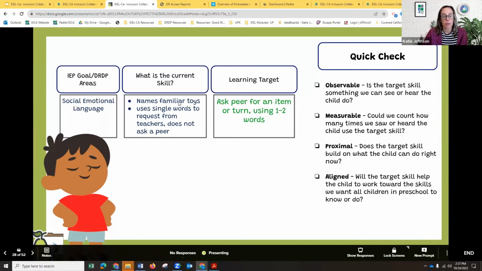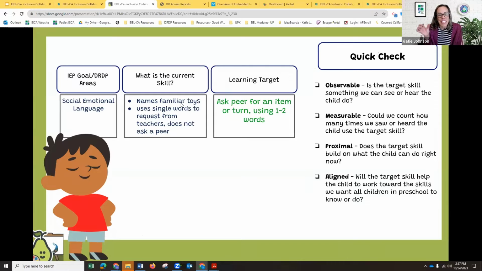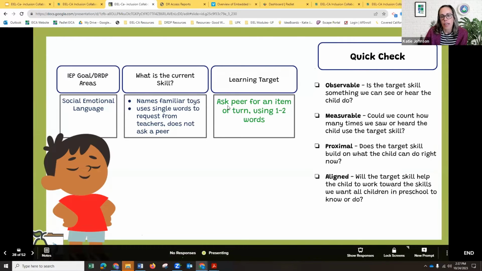So you already called it social, emotional, language. They found he's able to name familiar toys, use single words to request. He doesn't ask a peer. So you can see how this is combining and looking at social and language and thinking, where did the team really think would be helpful for him? And they wanted to work on asking a peer for an item or turn using 1 to 2 words.